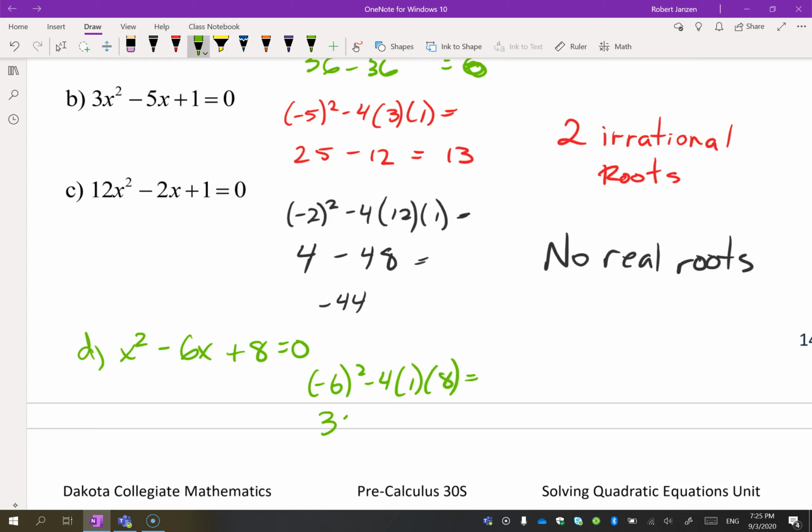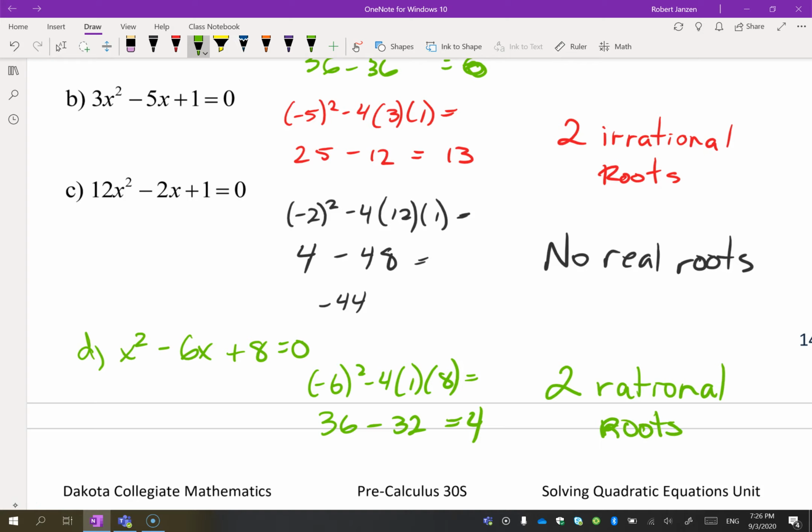So this is 36 take away 32, which is 4. What does 4 tell you? It's positive, so there's 2 roots. It's a perfect square, so they are 2 rational roots.